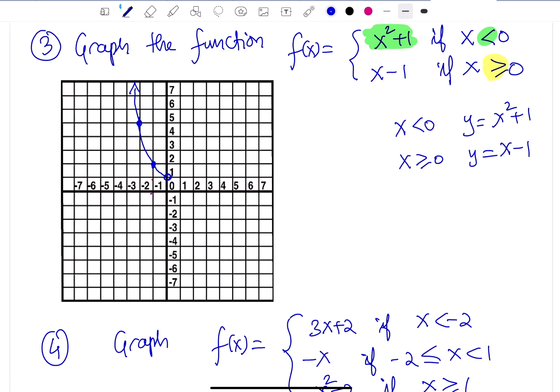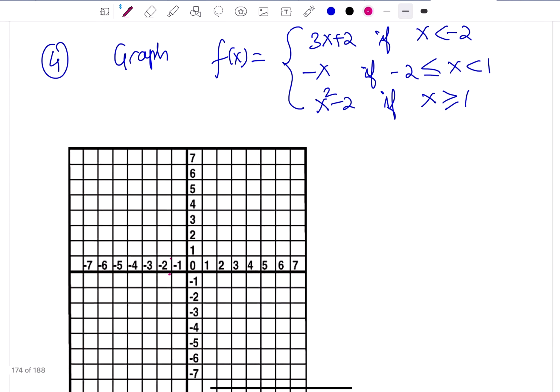So when x is 0, y would be equal to -1. When x is 1, y will be 0. When x is 2, y will be 1, and so on. So this is how my line will look. It might be helpful to make it a different color to show that this is a separate line, separate graph. Make sure you show the holes clearly in your graph.